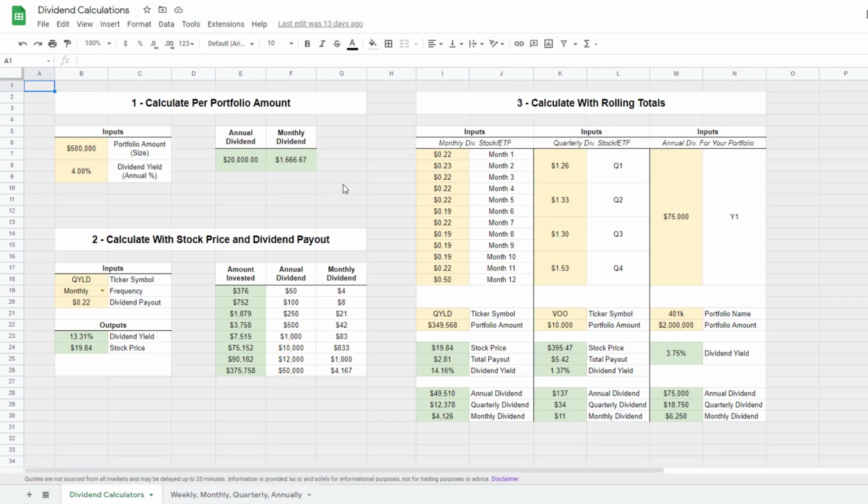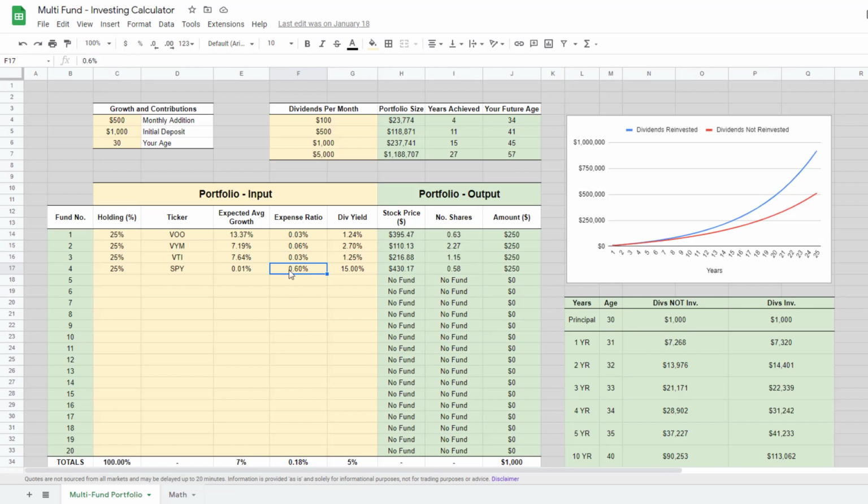I also have a dividend calculator as well, and I am still working on my multi-fund investing calculator, where you can take a number of holdings all the way up to 20, change the percent holding of each one, input everything in the yellow box, and then see what you would get with dividends reinvested and not reinvested, how long it would take you to reach 100, 500, 1,000, and 5,000 dividends per month, the portfolio size, the number of years achieved, and with your age inputted right here, how old you would be when you were to achieve this number. However, I'm not going to feature any of my workbooks in this video.